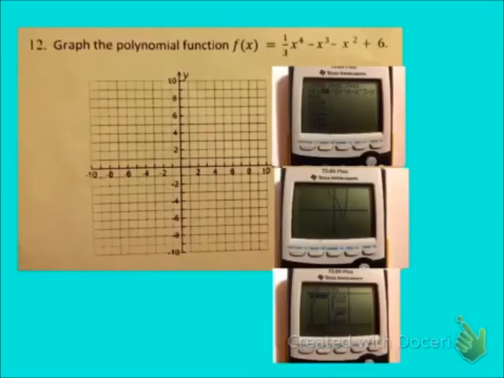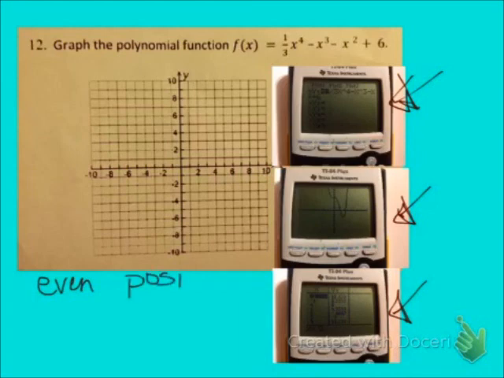Now the next one, you do plug it into the calculator. It gives you an idea of what it's going to look like. And then you try to get some points to graph it. Now this one, if we had to describe the behavior, it is an even and it is a positive. So if you really look at this, it looks like a little W here. You really just can't see it. And it is open up, so that's why it's positive.